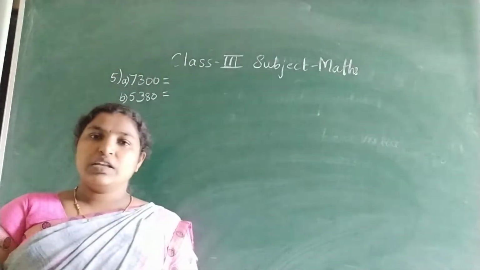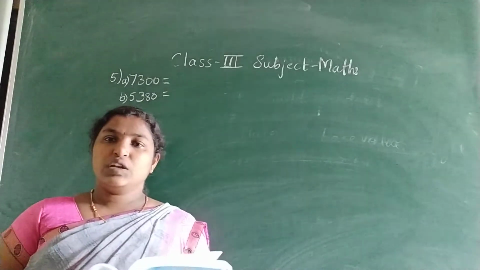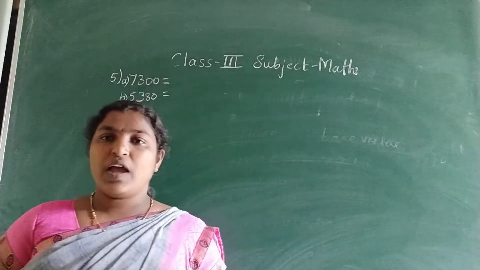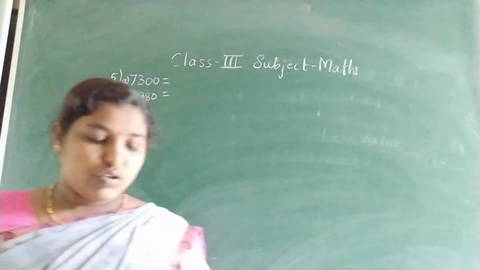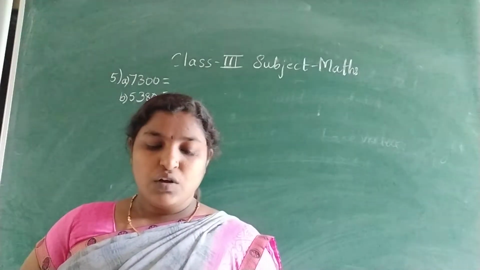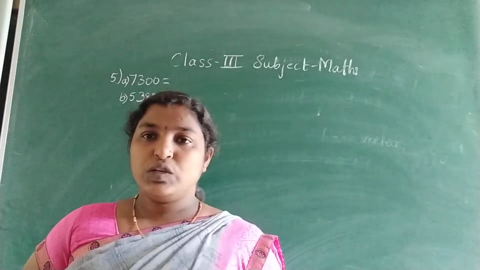In our previous class, we started the exercise of lesson number 2. So today we will continue this. The question number 5 I have written on the board. So 5 is: write the number names for each of the following. Okay, number names we should write.